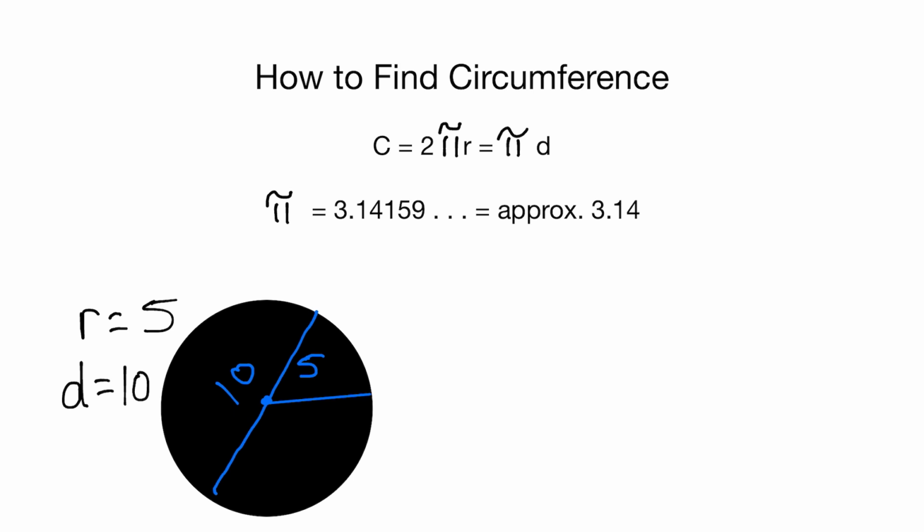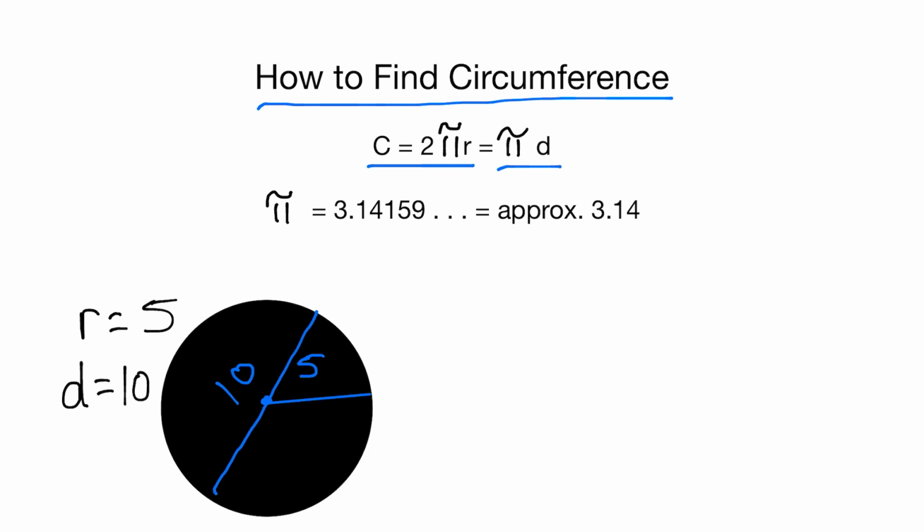In this video, we're going to talk about how to find circumference. Circumference is a word we use for circles, and it's the distance around the circle. So it's the perimeter of the circle, but we call it the circumference. So the formula for circumference equals 2 times pi times the radius, which also equals pi times the diameter of the circle.